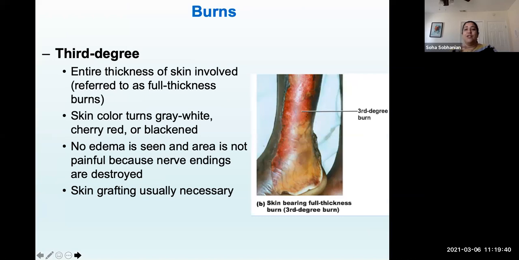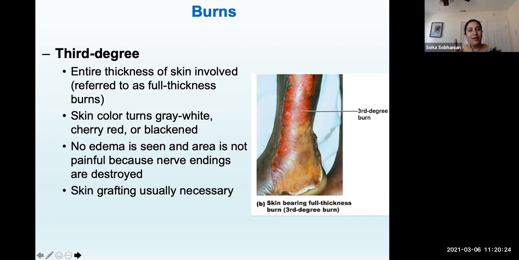A third-degree burn is where you've gone through both the epidermis and the dermis layer. It's called a full thickness burn. So you basically burn through your whole skin, guys. The tissue appears very gray, white, cherry red, or blackened, depending on the tissue damage. This tissue has no edema, guys, no swelling, because all the water basically evaporated. There is no water left. And the other thing is, when you have a third-degree burn, at the beginning stages they don't have any pain because the nerve endings are all gone.